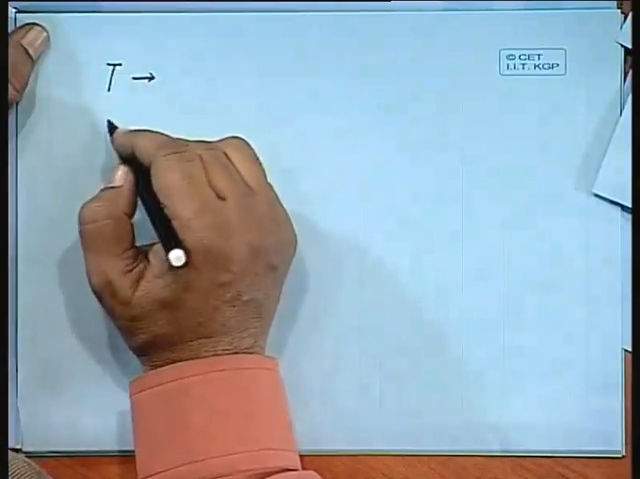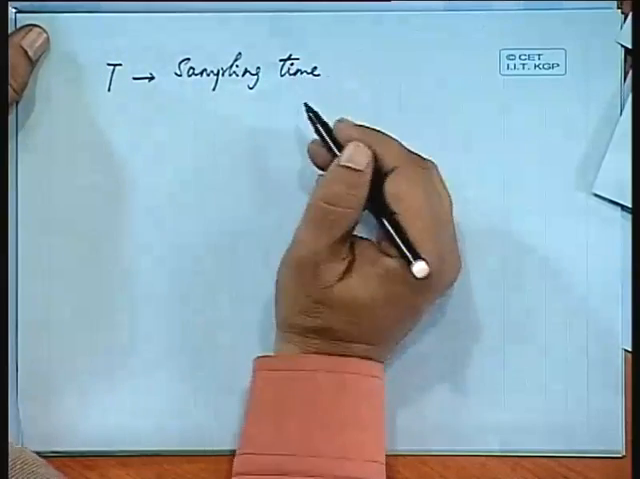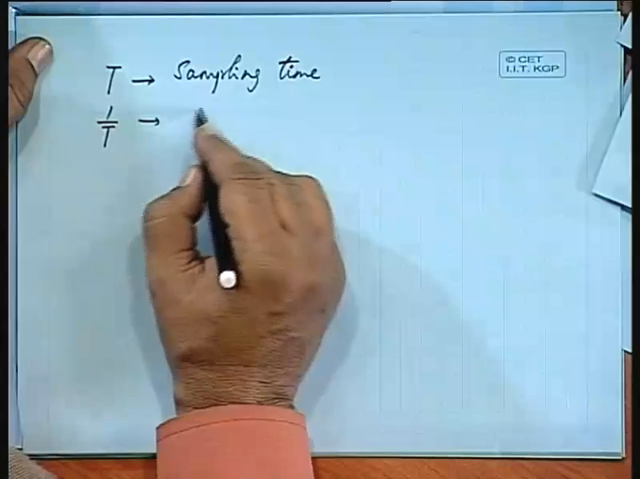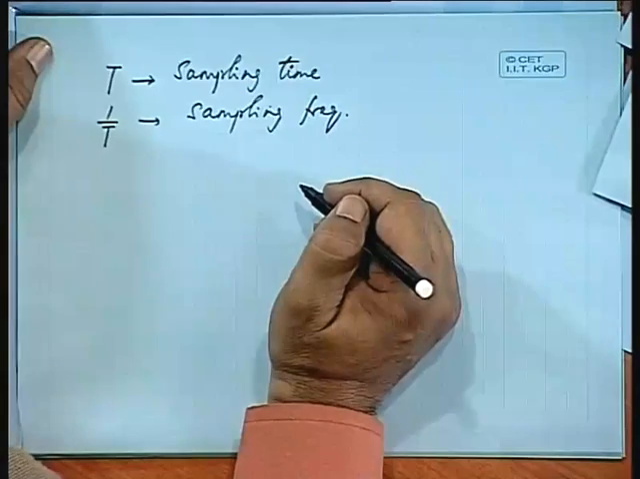Now, let us come to some of the standard signals. We shall be referring to the sampling time as capital T. We shall be dealing with time varying signals. We are not going to discuss space varying signals, but the treatment is identical, okay. 1 by T will be the sampling frequency. When we say we are sampling at the rate of 1 kilohertz, that means the sampling time is 1 by 1000th of a second, 0.001 second.